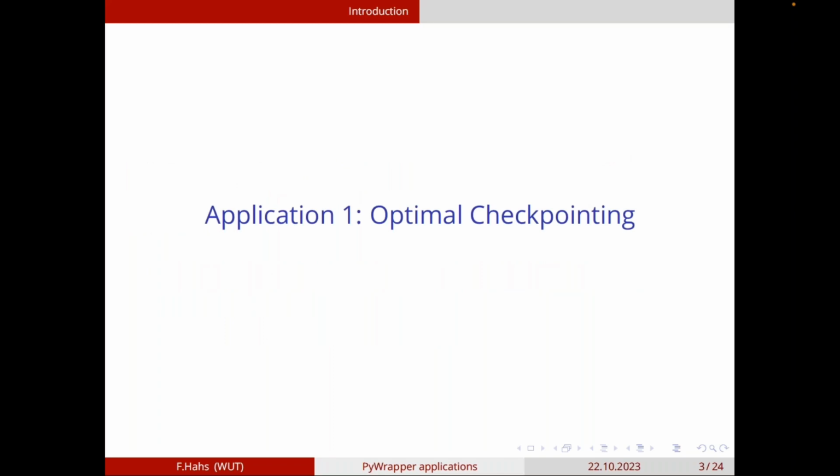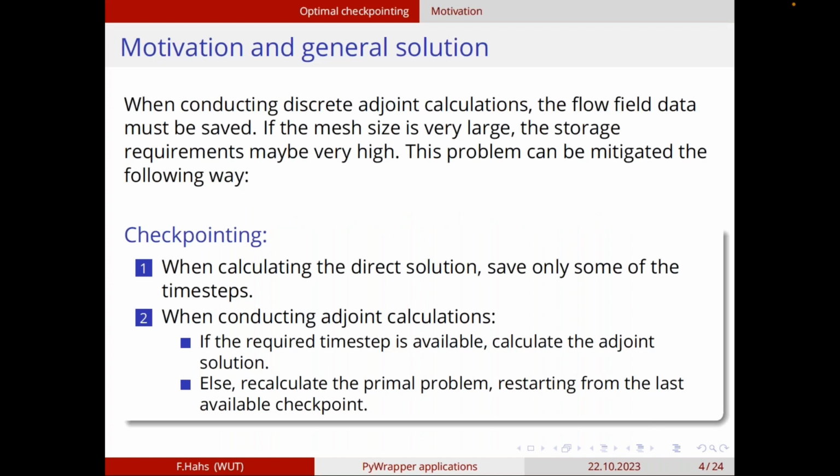So the first application, which I have used the PyWrapper for, is implementation of optimal checkpointing. I know Pedro said that it's impossible, but I think I got it working. Maybe I have to investigate further. So the idea is that when you're doing discrete adjoint calculations, you need to save all the time steps. However, this can take up a lot of memory. So the solution to this is to save only some of the time steps and then recalculate the solution from the closest available checkpoint. Closest available time step, which was called the checkpoint.